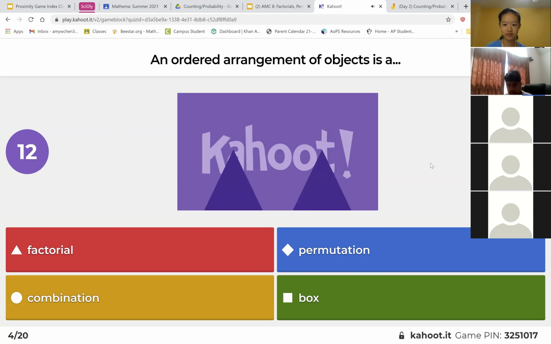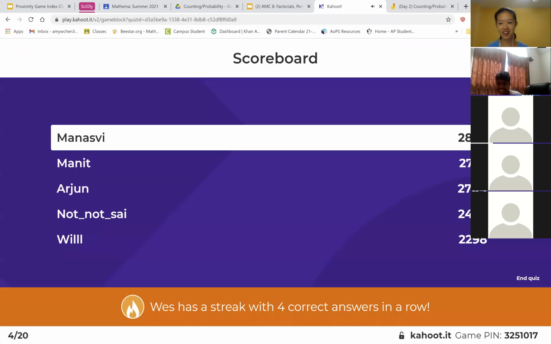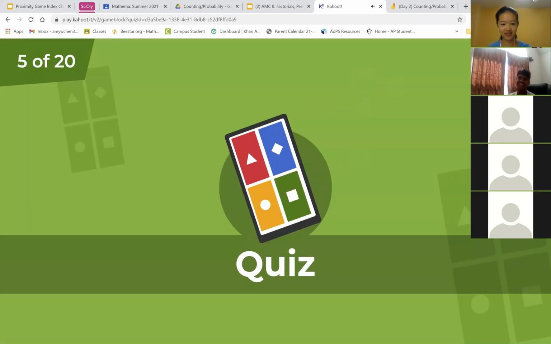I was this close to getting this right. Amy, everybody's gonna get this right. Trust me. Oh no, someone chose a combination. Oh no, ordered arrangement is a permutation. Oh, that's unlucky.